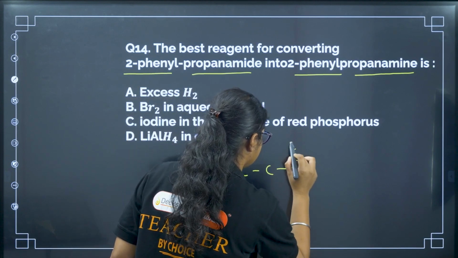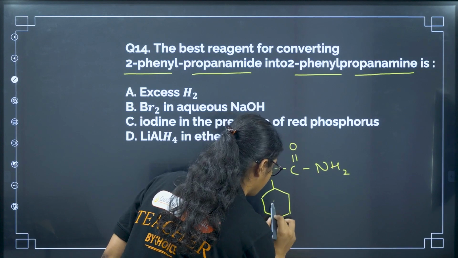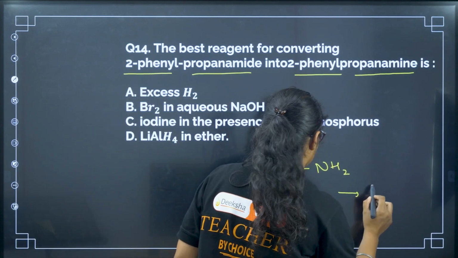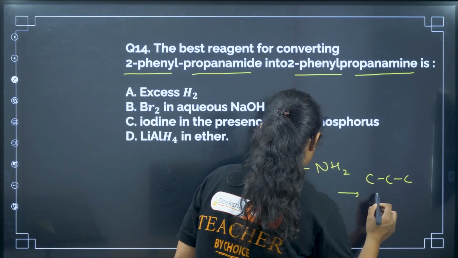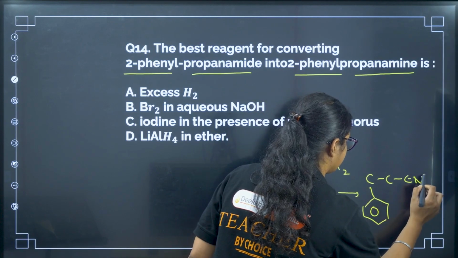So this is the structure. We have here 2-phenyl propanamide to 2-propyl propanamine. The number of carbons has not decreased, so we cannot use Hofmann bromamide degradation here. So be a little careful with that one.